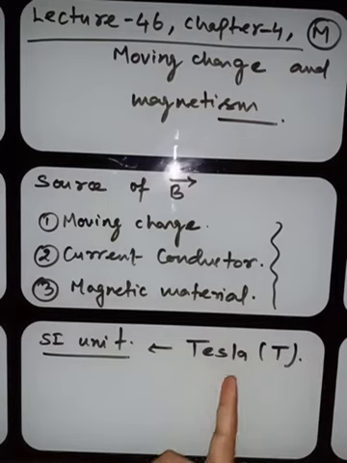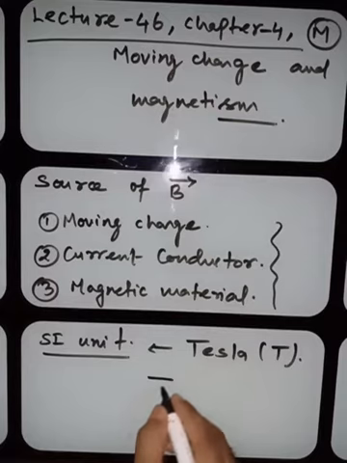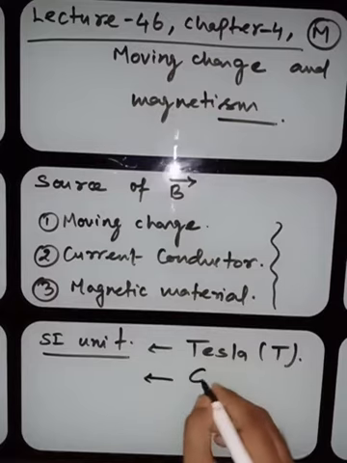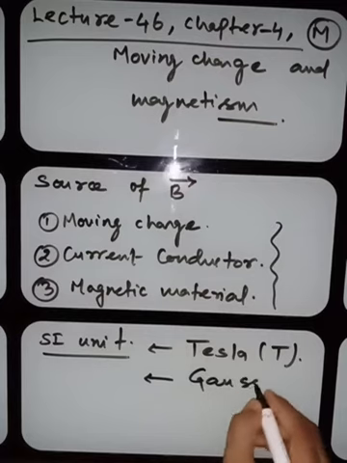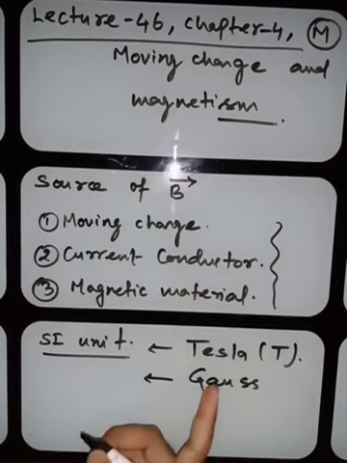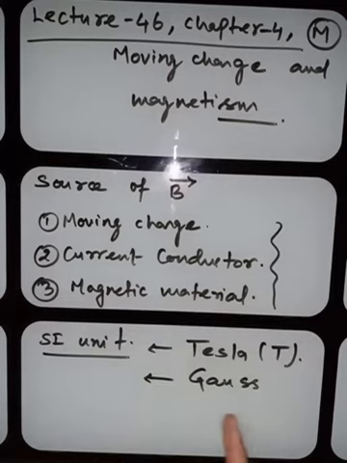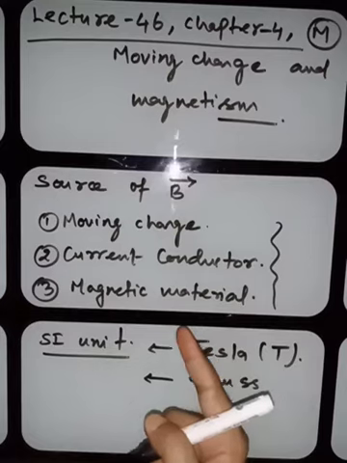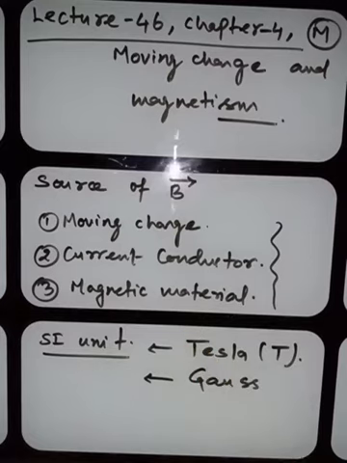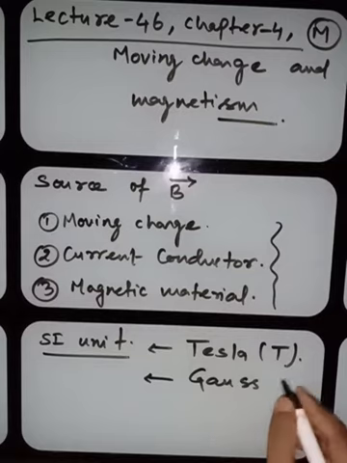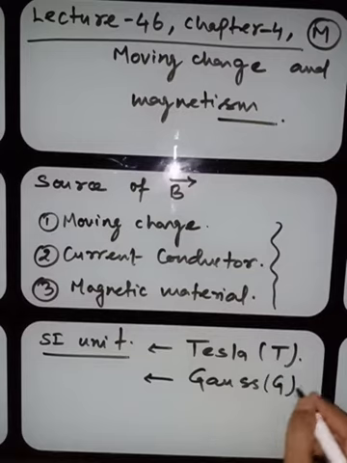The other unit of magnetic field, in CGS, is the Gauss. You remember the name of the scientist Carl Friedrich Gauss that we studied in the last chapter, Gauss's law. After this chapter, in magnetism and magnetic materials, we will again study Gauss's law in magnetism. So Gauss we write by capital G.